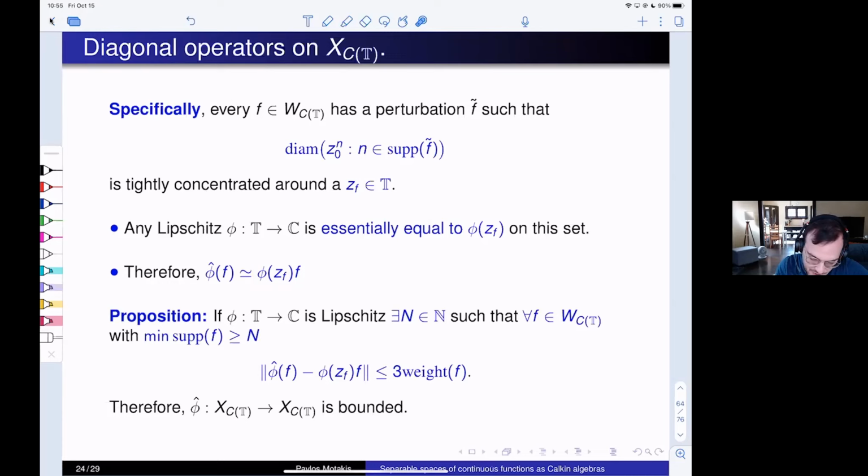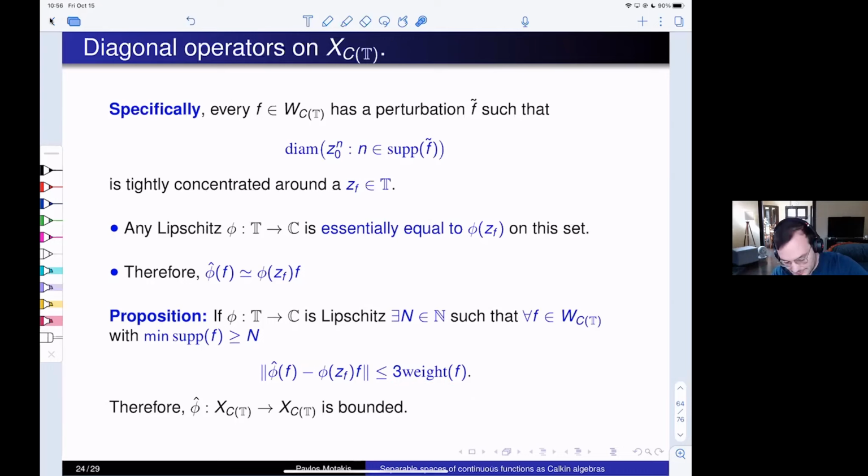The statement is the following: if you start with any Lipschitz function phi on the torus, then, depending on the Lipschitz constant plus the sup norm of this phi, there exists some n, so that if you look at any f in the norming set that starts after n, then phi f is very close to a scalar multiple of f. And this closeness depends on the weight of f: the smaller the weight of f, the smaller this 1 over n_j, the closer it is. For example, if the weight is 0, then these are equal. If the weight is not 0 but very small, the difference is very small.